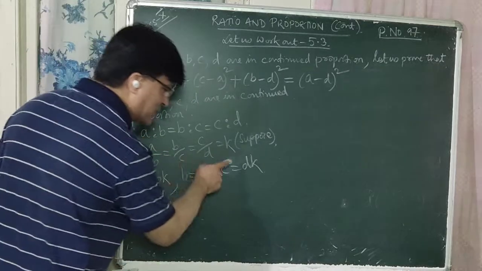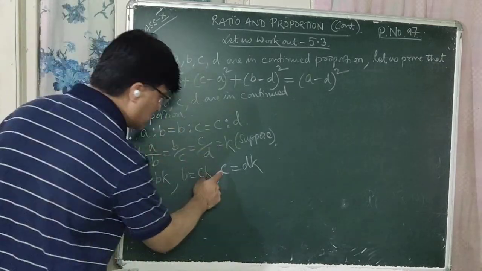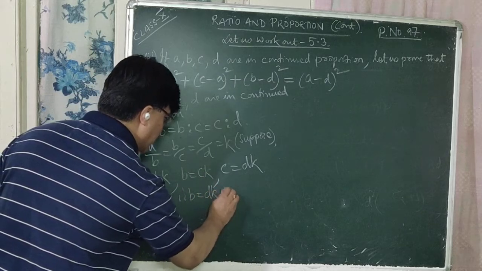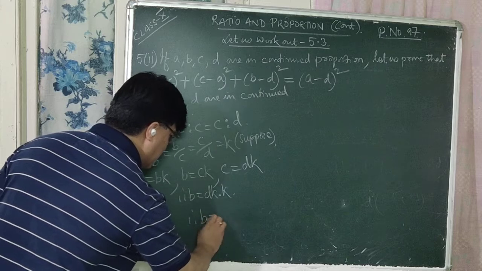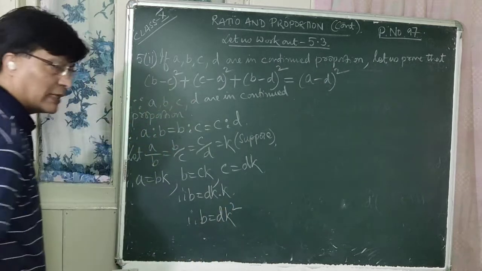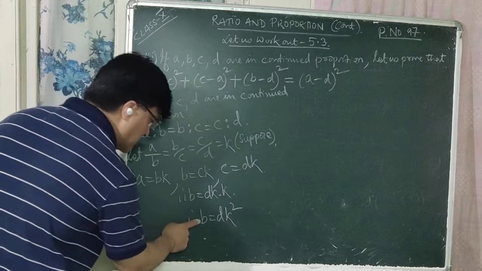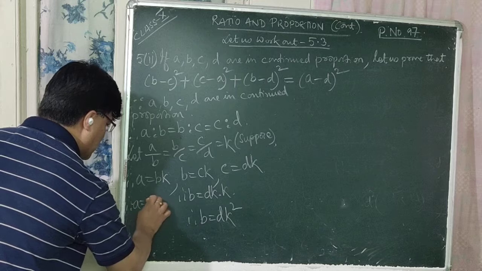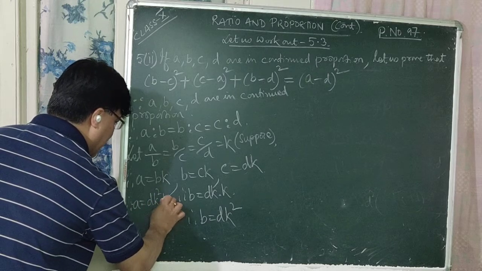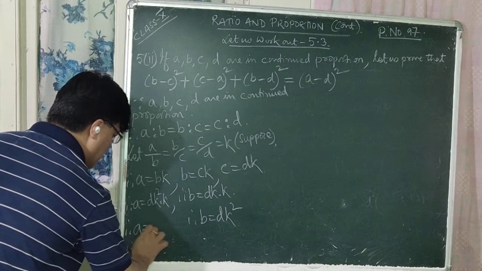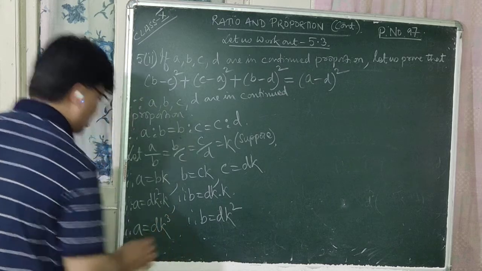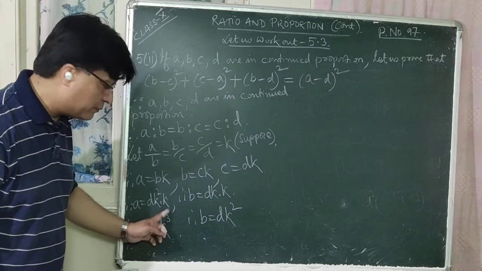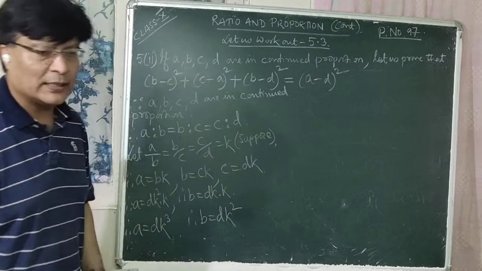But since this is the case of continued proportion, let us put the value for C here. Therefore B is equal to dk into k, that is B is equal to dk square. Clear? Again, since B is equal to dk square, let us put it out here. So A is equal to dk square into k. So therefore A is equal to dk cube, right? So we have here, what is the value for A? A is equal to dk cube. What is B? dk square. And what is C? It is dk.